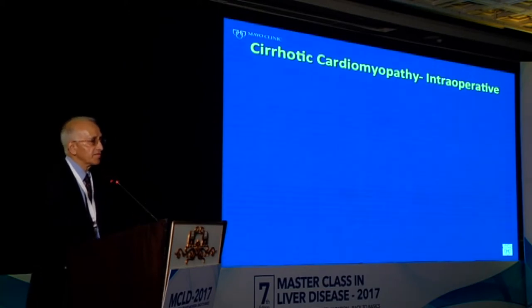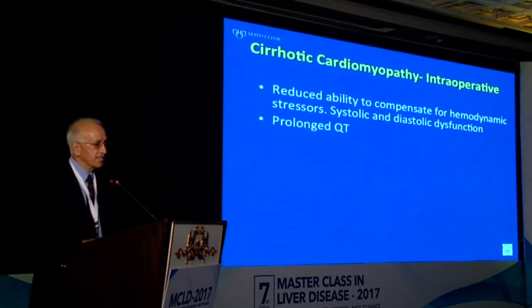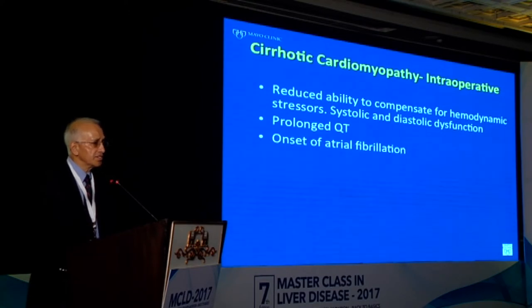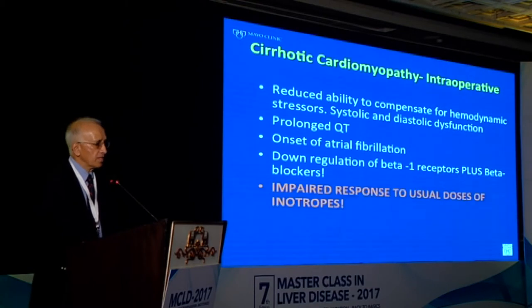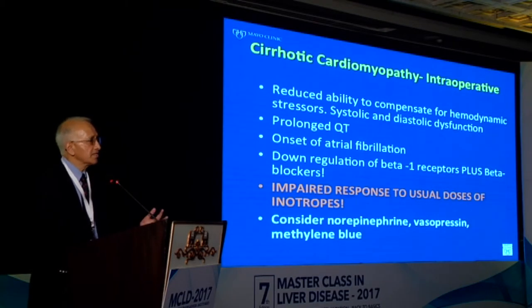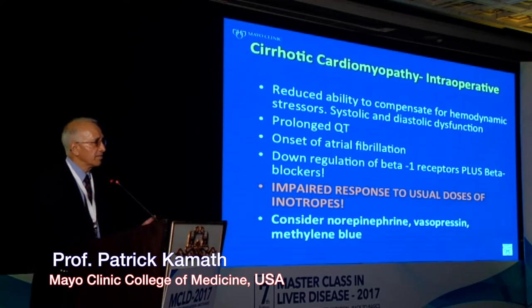What about intraoperatively? Is this a problem? There's a reduced ability to compensate for hemodynamic stresses, so systolic and diastolic dysfunction. So you might see a patient who suddenly has a little difficulty in coming out. They have a prolongation in the QTc, they get atrial fibrillation, and because they have downregulation of beta 1 receptors and we are putting these patients on beta blockers, there's an impaired response to the usual doses of inotropes. So the recommendation in these patients is you'll have to use maybe higher doses, use norepinephrine for peripheral vasoconstriction, vasopressin for heart contractility, and maybe even methylene blue to counteract the nitric oxide.